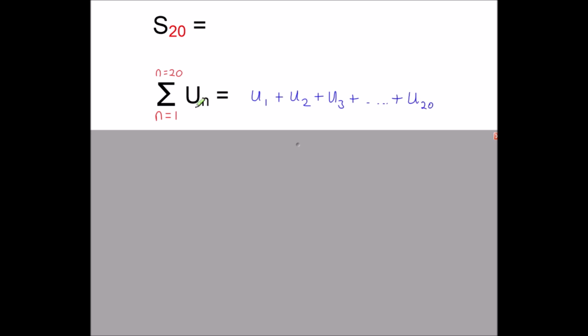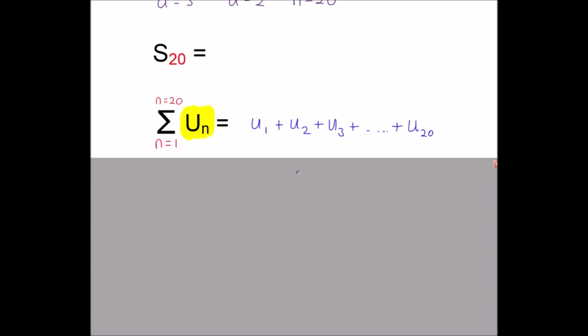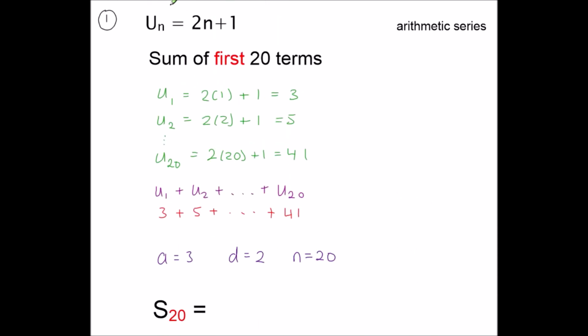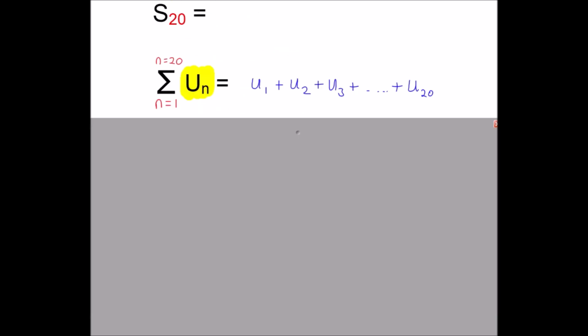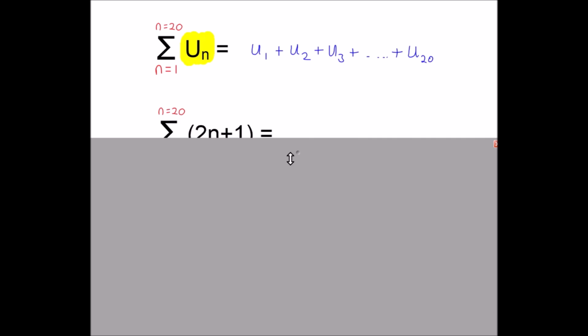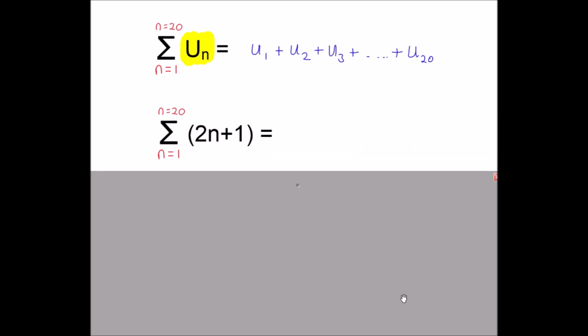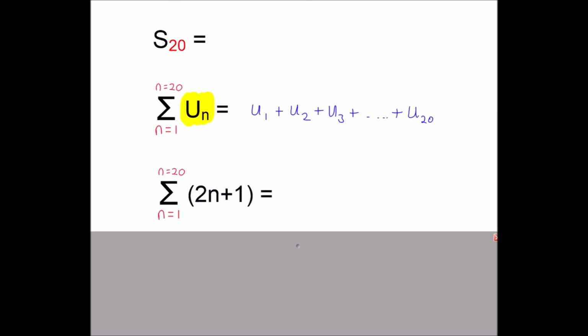An alternative to this, instead of writing un here, well, we know the formula for the nth term. It's this. So we can replace the un with 2n plus 1. Like this. So all three of these are saying the exact same thing. If this form is given, this will always be the nth term formula.